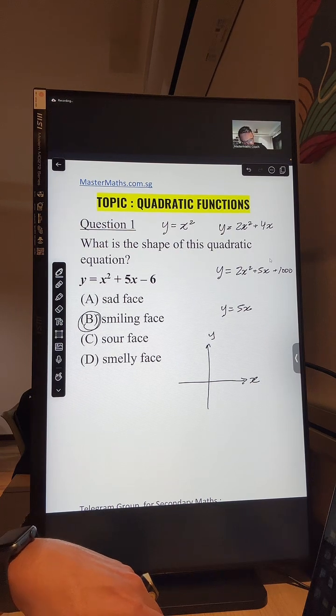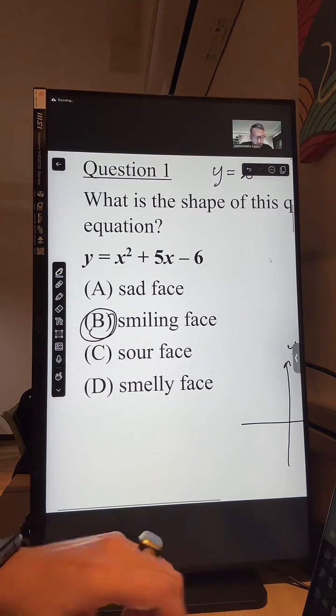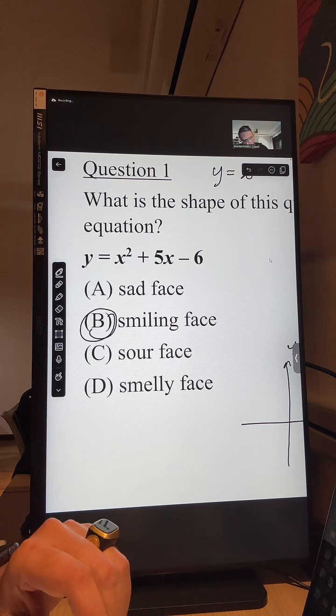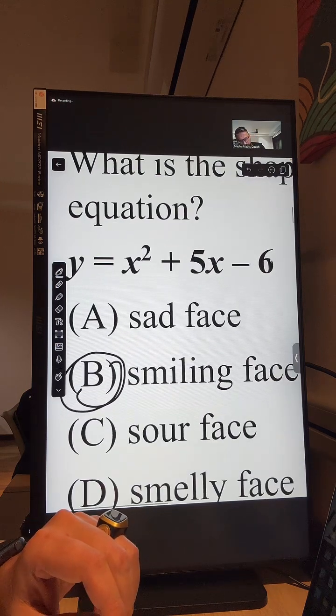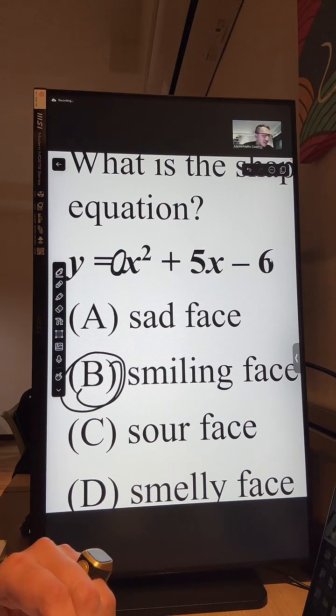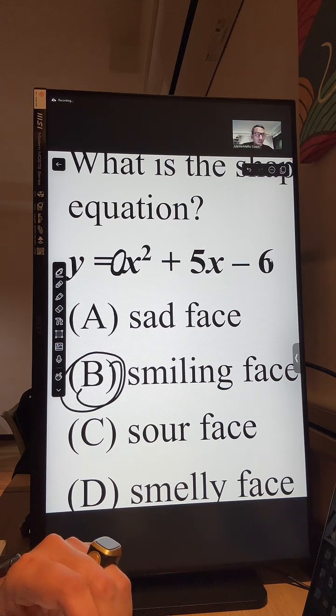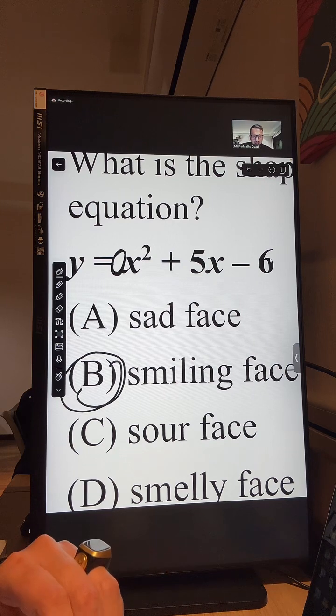Okay, why is it B? Because this quadratic equation that you see here, the number in front of the x square, there's a number here, even though you cannot see it. That number is 1. And that 1 is a positive 1.